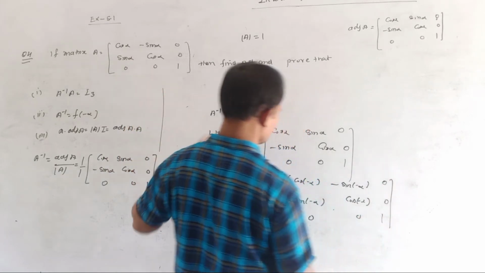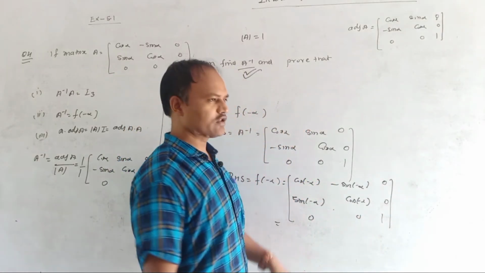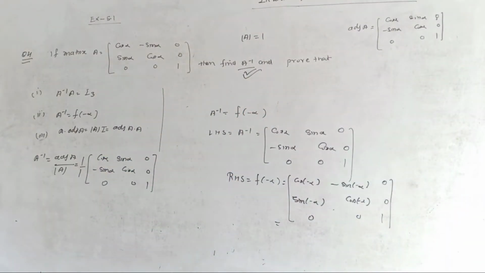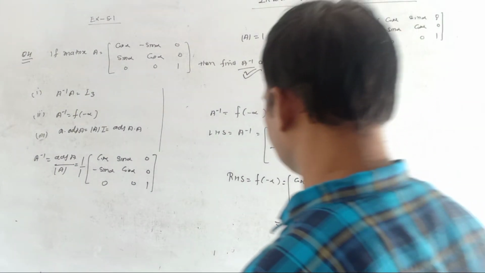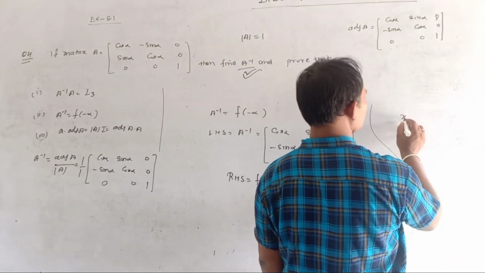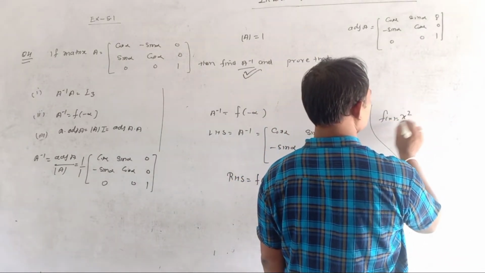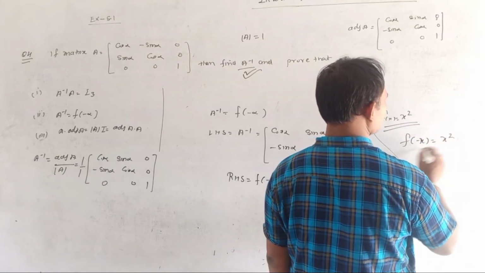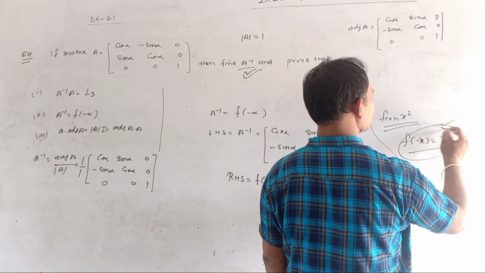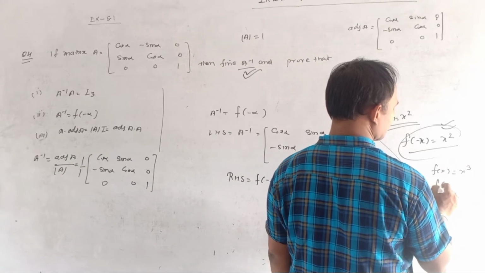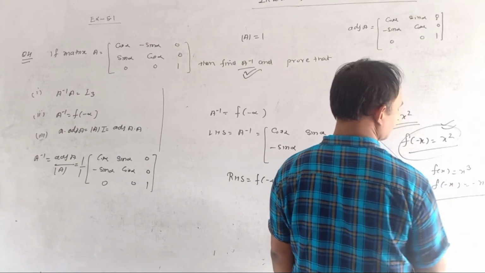Remember that cos alpha is an even function. When we talk about even and odd functions, we have to know what an even function and an odd function are. So let me remind you: f of x equals x square is an even function, because f of minus x equals x square. When we talk about an odd function, for example f of x equals x cube, it is an odd function because f of minus x equals minus x cube.